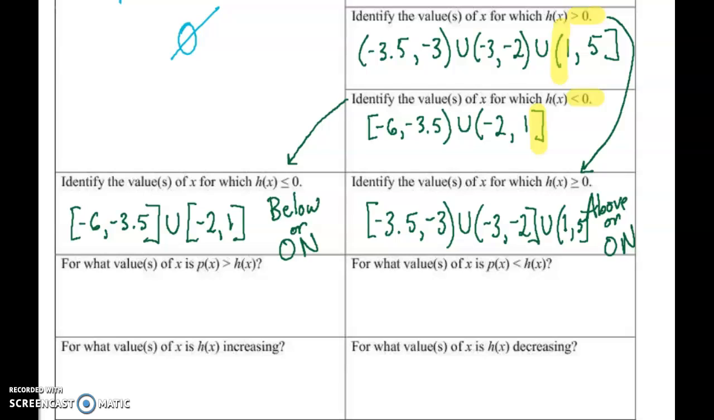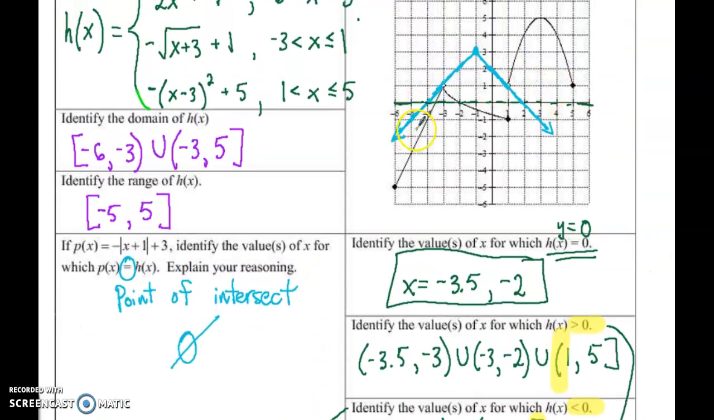And now we're back to comparing p of x, the teal-looking color, with h of x. And remember, this is saying p is above h. So they have to be defined for both. So we cannot include negative 3 because it's not defined there. So basically what we're looking at is the teal graph that we drew above the graph that they gave us, and once it's defined, that's at negative 6. So negative 6 to negative 3, and it's still above from negative 3 until x equals 1, and then the h of x is above from that point on.